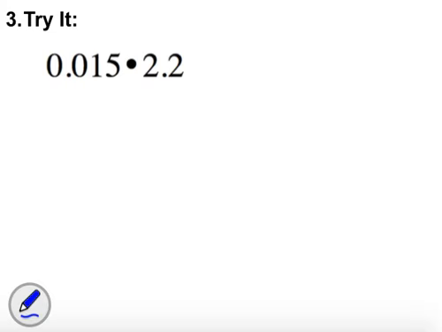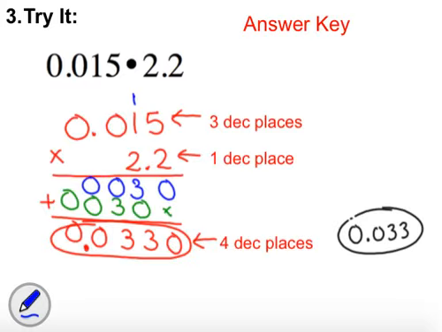It's time for you to try one. Be careful, work carefully, and count your decimal places. Pause and hit play when you're ready. You should get an answer of 0.0330. You also may write your answer as it shows here, because that last 0 is not holding the place for anything, so you can eliminate it from your answer.